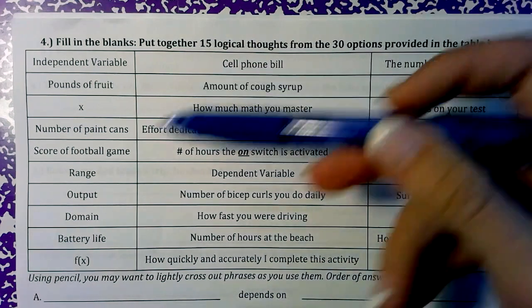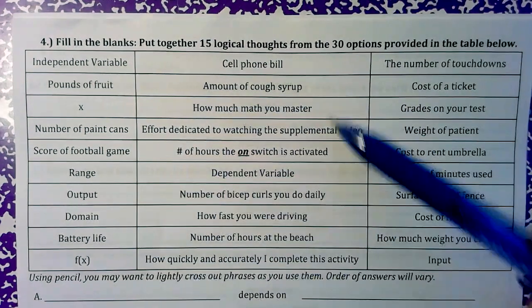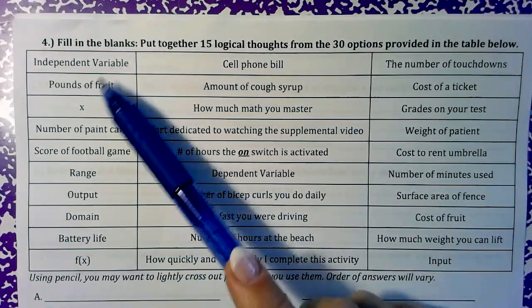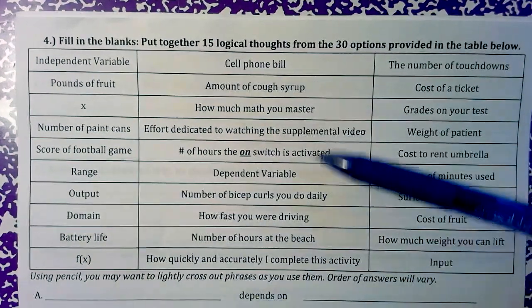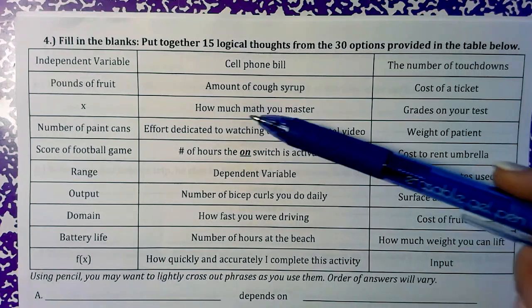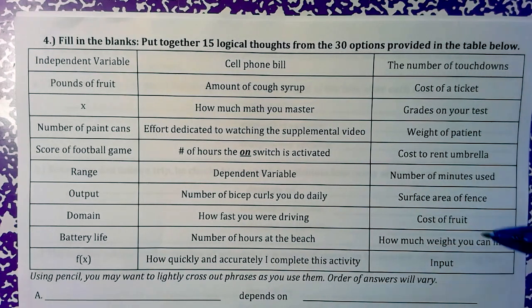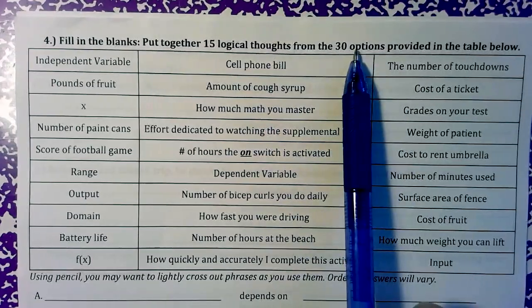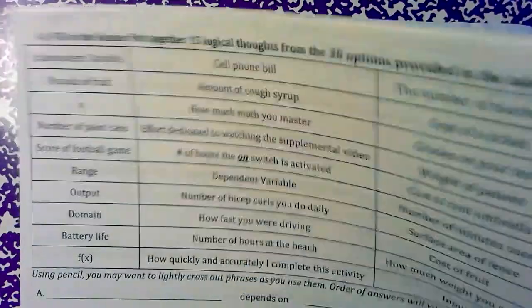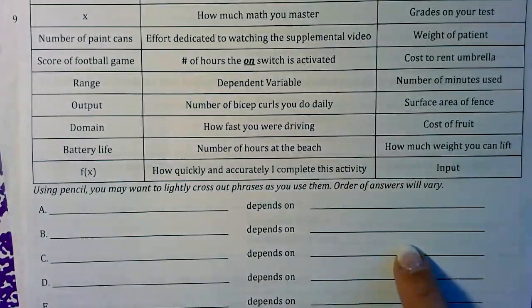For this part of the activity, I have 30 boxes filled in with little expressions. So independent variable, pounds of fruit, X, number of paint cans, score of a football game, range, number of hours an on switch is activated, how much math you master, grades on your test, surface area of a fence. And I ask you to put together 15 logical thoughts from these 30 options provided in the table below. So the order you write your answers in will definitely vary.